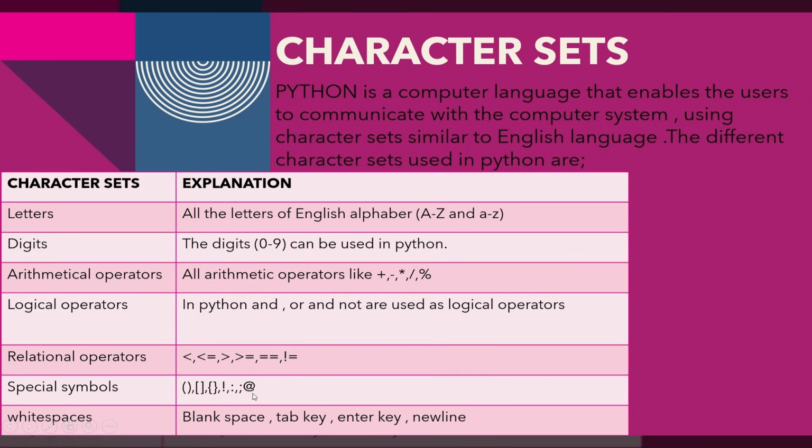also allowed in Python. White spaces, which is blank space, tab key, enter key, new line, are also allowed in Python. So these all are the character sets that we can think of as the alphabet of Python, the collection of characters that Python can use while writing a program.